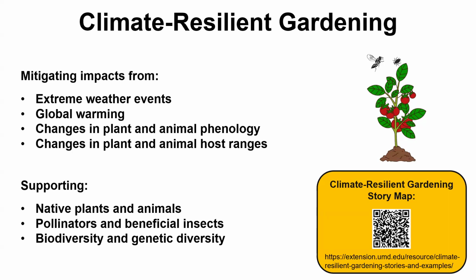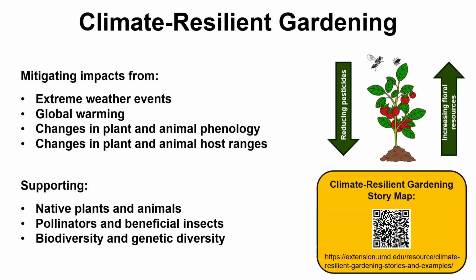Now, if you're curious to learn more about climate resilient gardening, there's a really great story map that Krista with the Home and Garden Information Center had put together through submitted stories from fellow Marylanders. So highly recommend checking out our story map, which is linked on our bottom right after today's presentation. And some examples of how we can really support this concept of climate resilient gardening by reducing our pesticides and increasing floral resources with this example of growing our tomato plants.